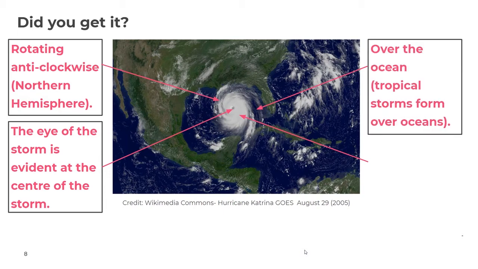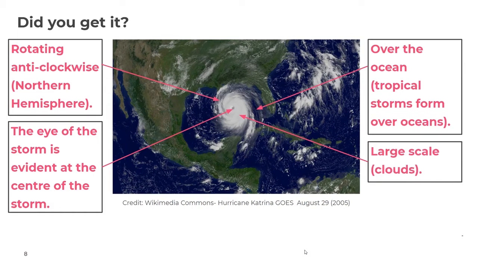My next clue is that this storm is over the ocean, and tropical storms only form over oceans, so that gives me another indication that this could be a tropical storm. And the last indication is that I can see this is a very large scale formation, a very large scale storm, and there is a huge amount of swirling, rotating cloud. So that also indicates to me that this could be a tropical storm image.